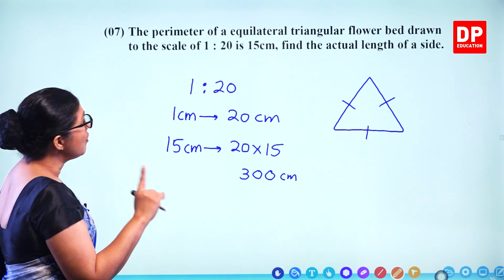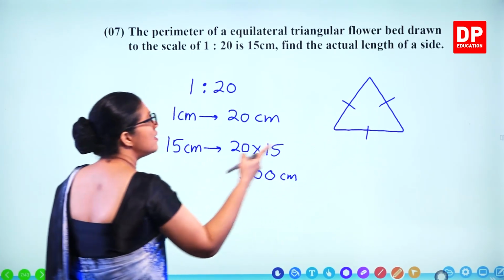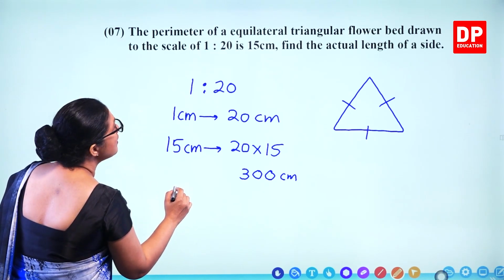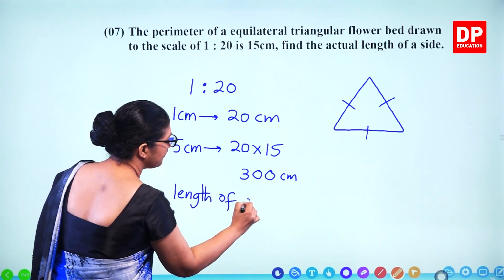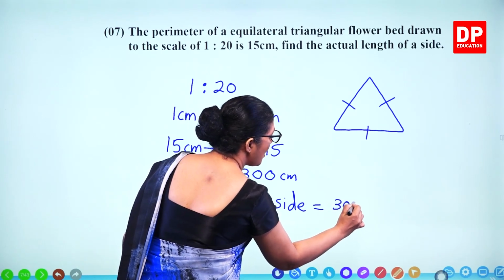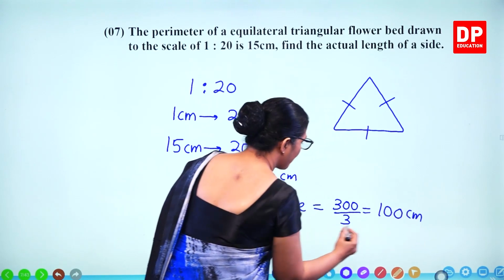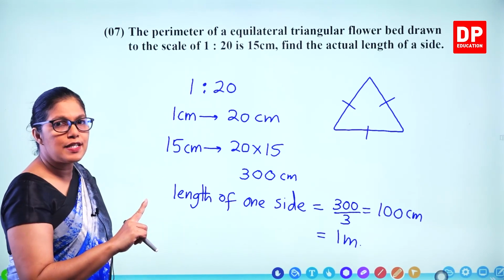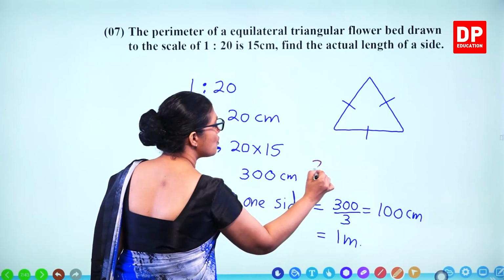But we need not the perimeter, we need one side. All sides are equal. So you have to divide by 3 to get one side. So the length of one side is, you divide by 3. 300 divided by 3, you get 100 centimeters, or you can say 1 meter. Divide by 100 because 100 centimeters is 1 meter. 2 marks.